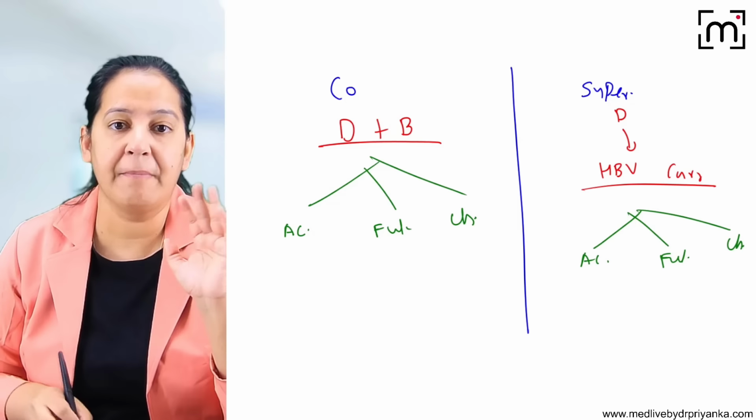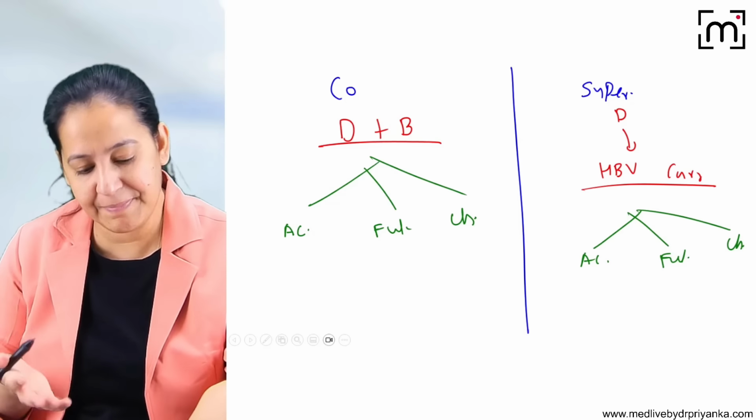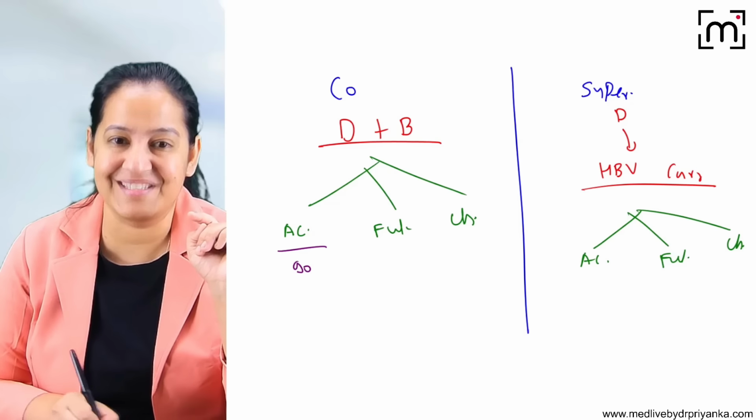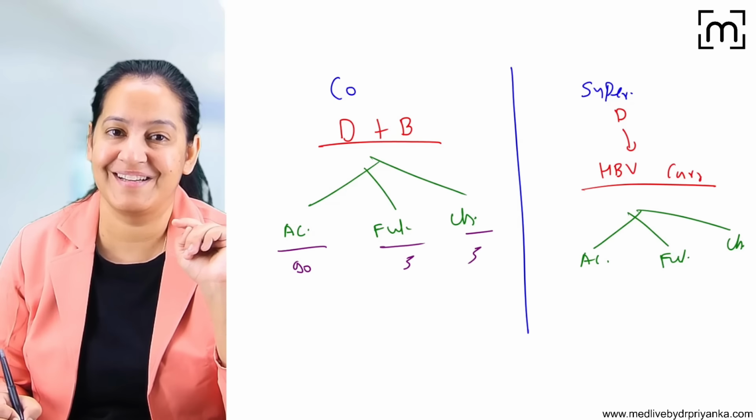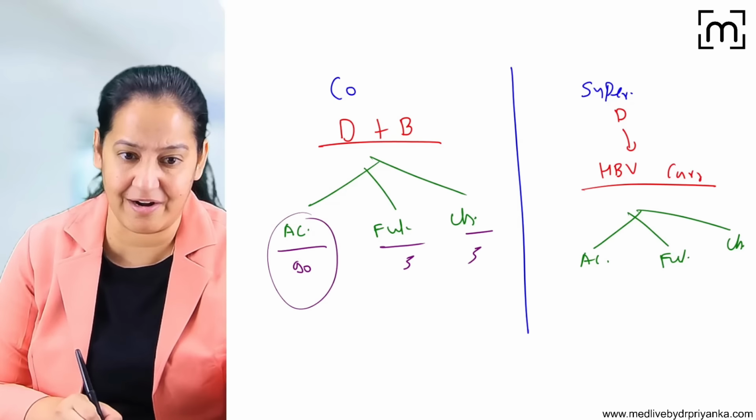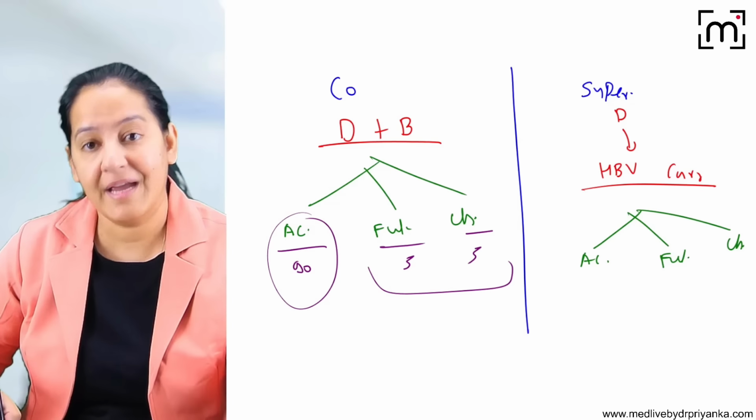Acute always recovers, but fulminant and chronic don't recover. So what is the percentage? Here acute is 90%. Fulminant and chronic are 5% each. So here this is the best one. So 90% will recover, but these 10% will not recover.